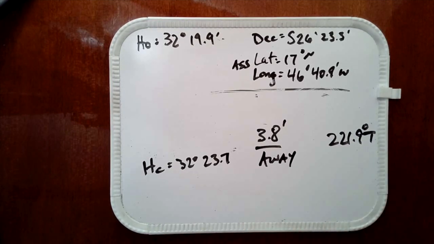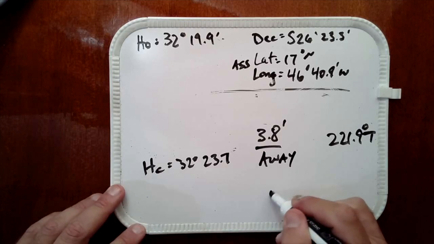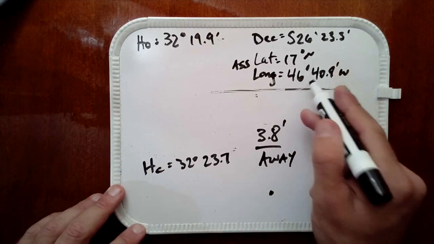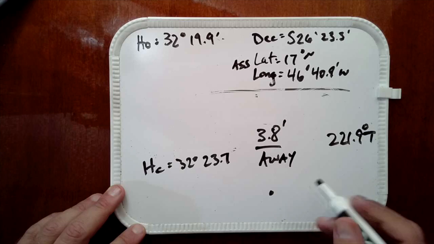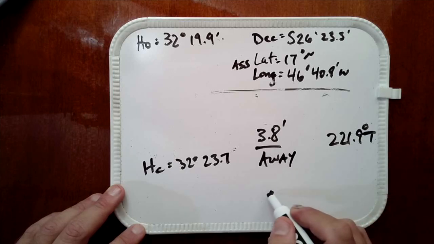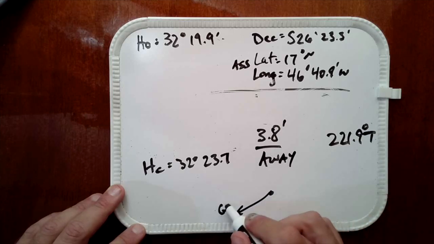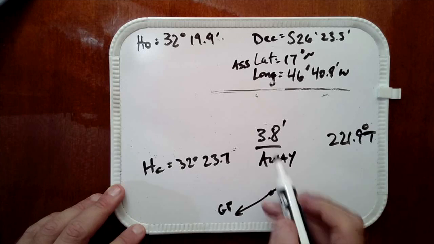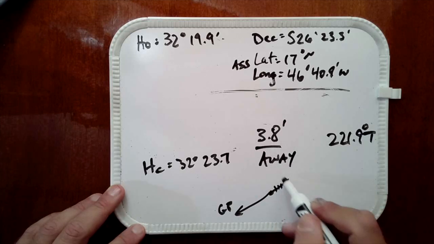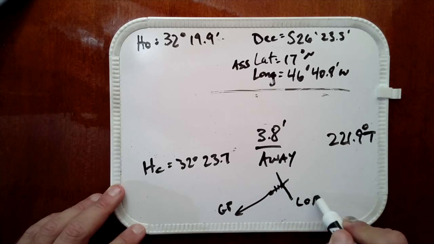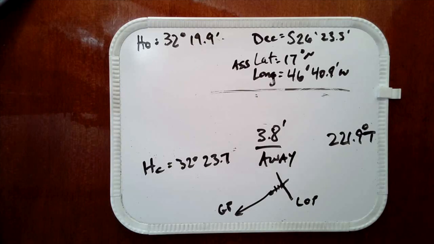So if we go to the plotting sheet and plot this, we're going to plot our assumed position of 17 north, 46 40.9 west. We'll plot 221 towards the GP and then also plot away from it. And then we'll march off 3.8 away and draw our LOP, and that's going to be the solution to this one.